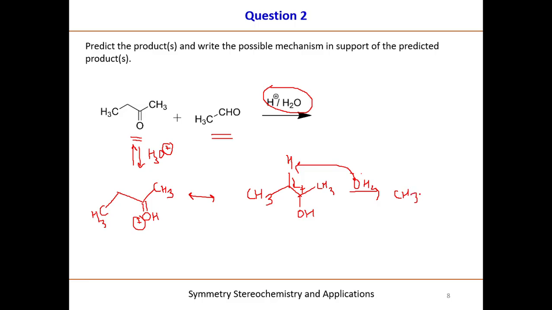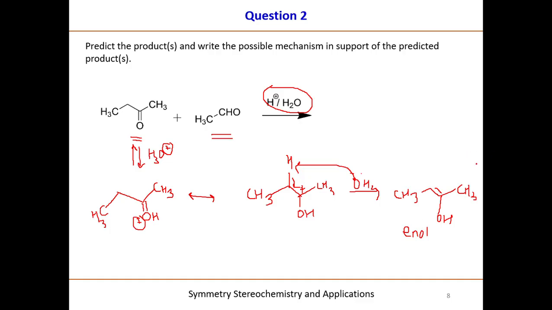CH3, double bond OH, enol. This is the first step of the reaction. Now what will happen in second step? Here we got the enol. Now in second step, enol adds to another protonated aldehyde or ketone.